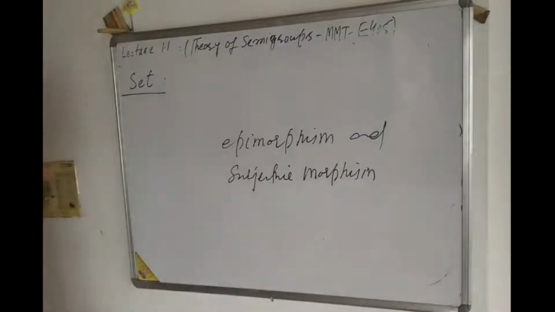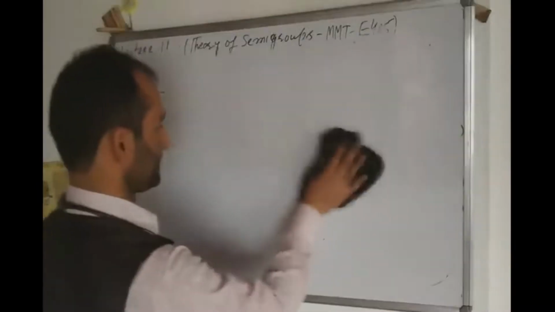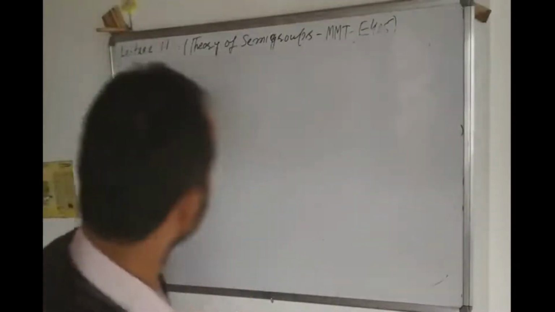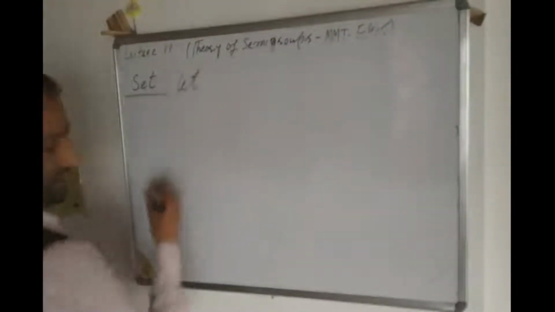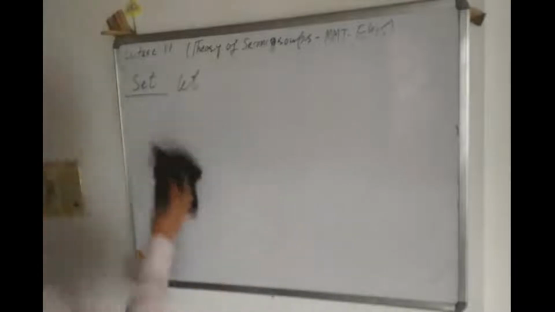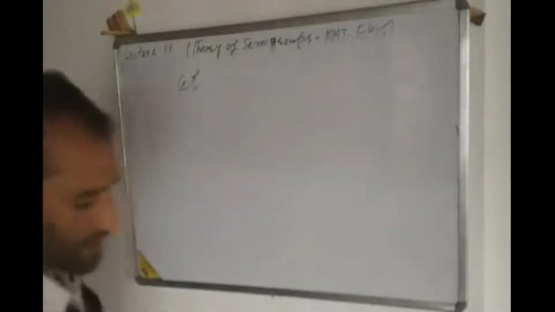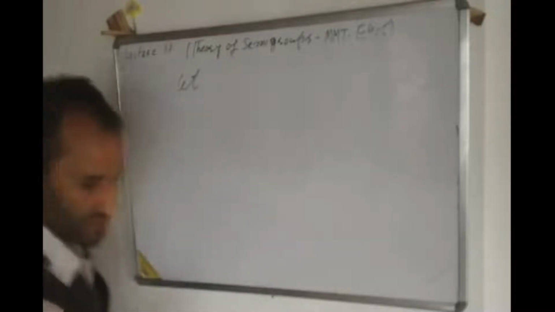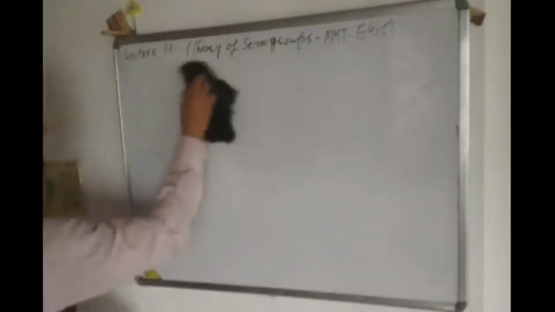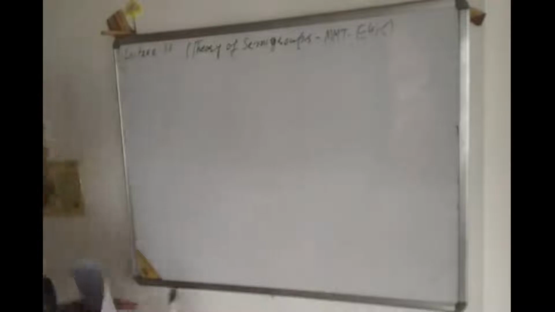So let me first define epimorphism. Suppose we have C, the category of semigroups. Let me define epimorphism. So let's write here: Epimorphism.